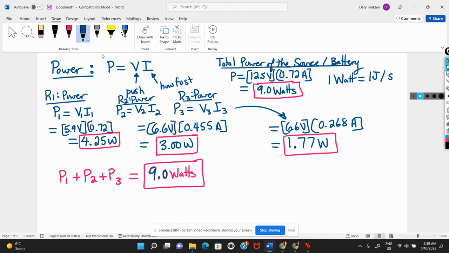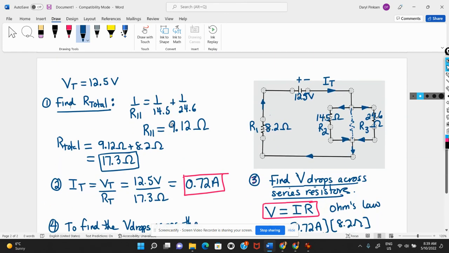9 watts, 9 watts. Folks, that is a complete analysis of this circuit. We found everything. We know the voltage drops across all the resistors. We know the current in all the resistors. We know the power of all of the resistors.